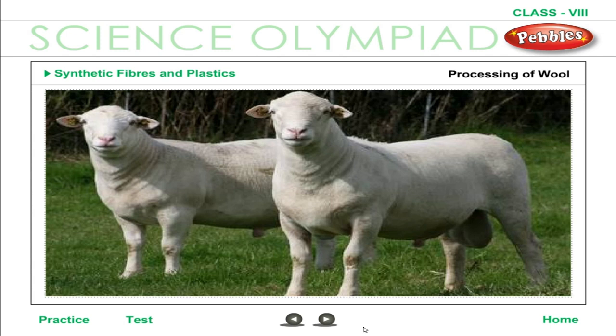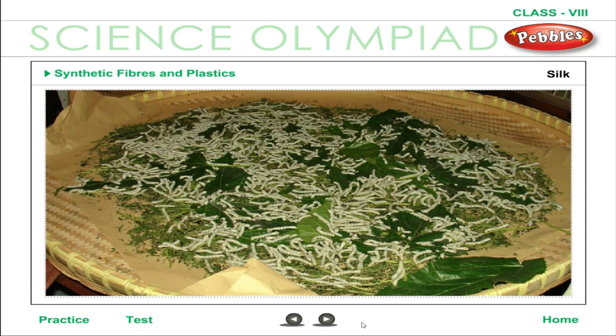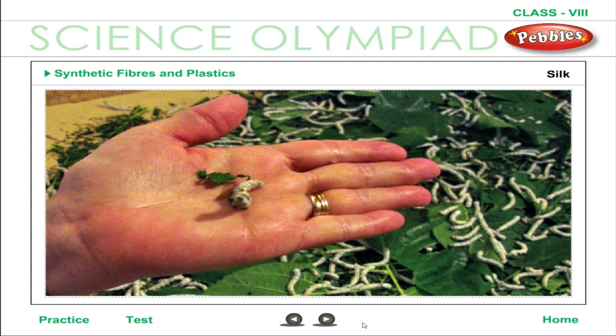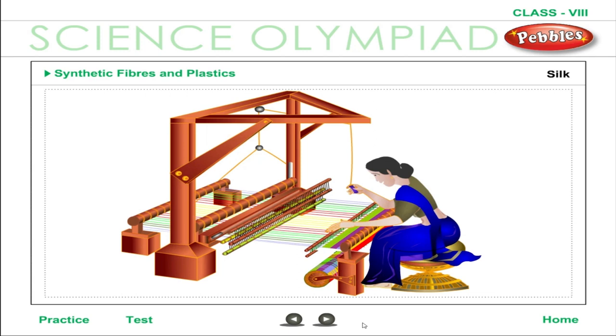Silk. It comes from the cocoon of the silkworm. Silkworms feed on mulberry leaves. Silk is lustrous, soft, strong, hard-wearing, and is produced in long continuous strands. It is made up of keratin, but does not contain sulfur in it.